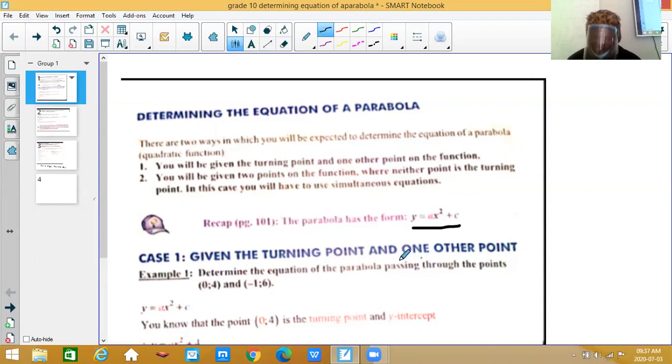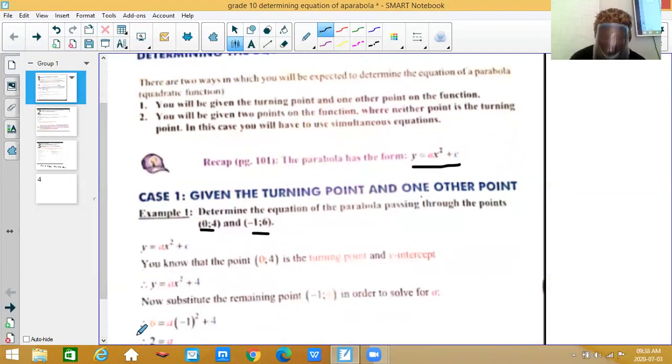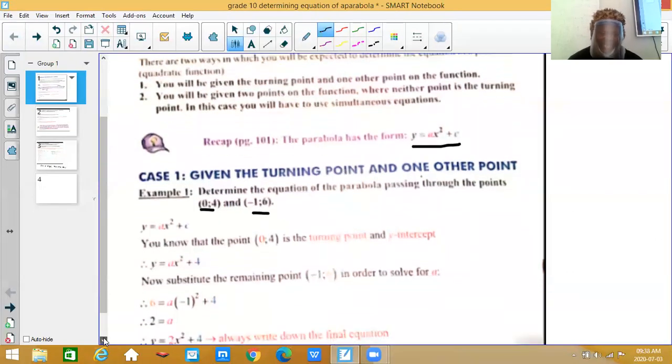Now, determine the equation of the parabola passing through the points 0, 4 and minus 1, 6. Here we are given 2 points. We want to find the equation which passes through these 2 points. First of all, you take each point and substitute into this equation. Let me stop there for a while. Are you all following there? Great. Now, in this case, let us look at 1 point.